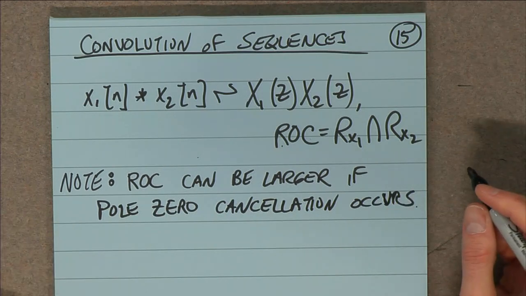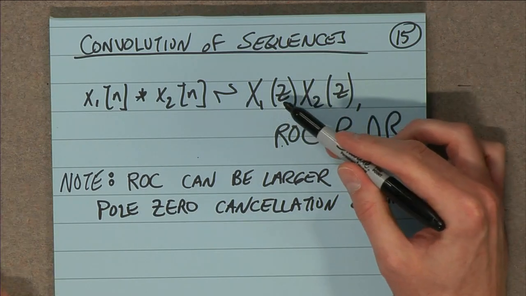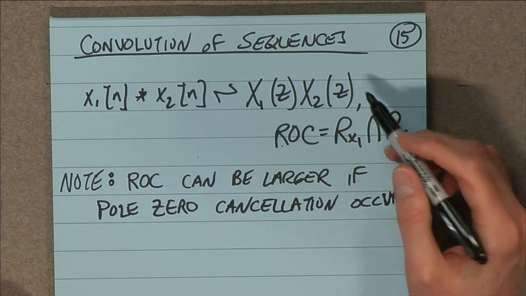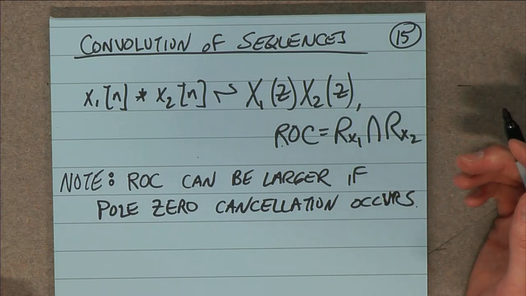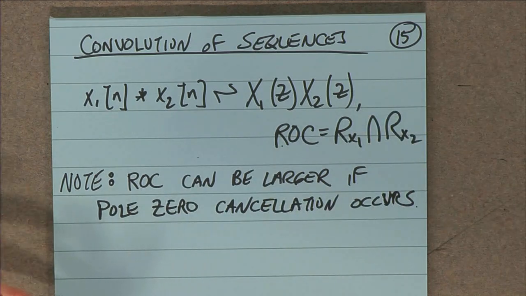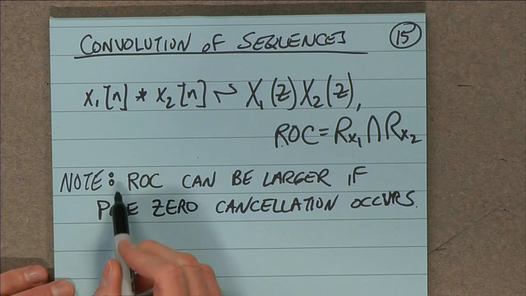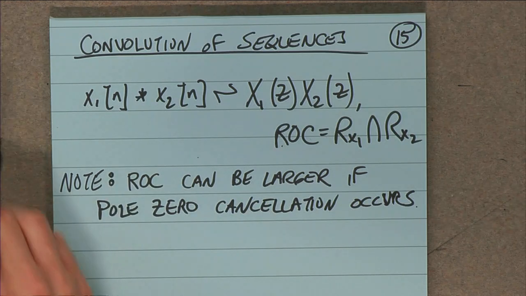So how would that happen? Well, if x1 of z has a pole at some position and x2 of z has a zero at that same position, when you multiply them, that pole goes away. So it can't be part of the region of convergence anymore. And if that pole is bounding it in some way, then that's going to change it because it won't be there anymore. So you have to keep track of where these things are.